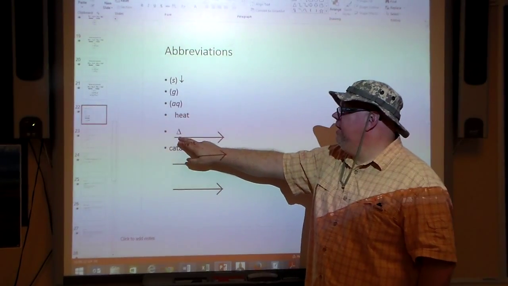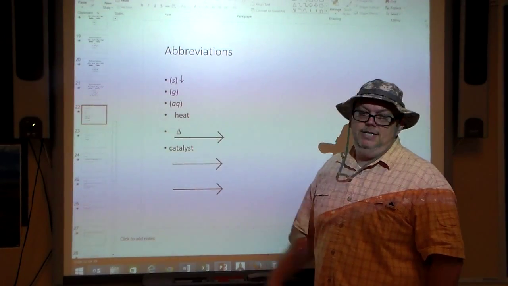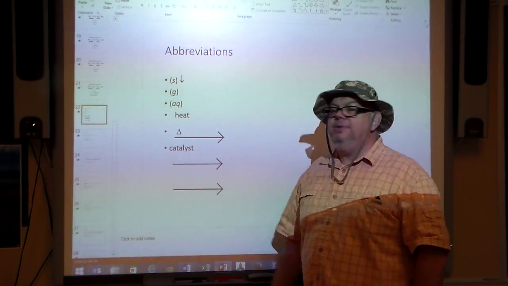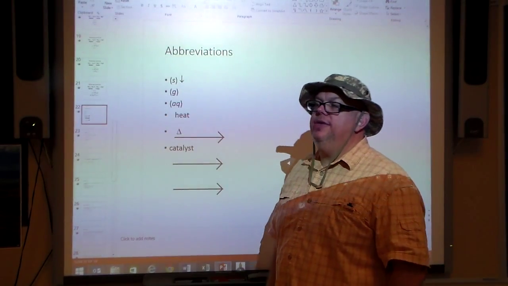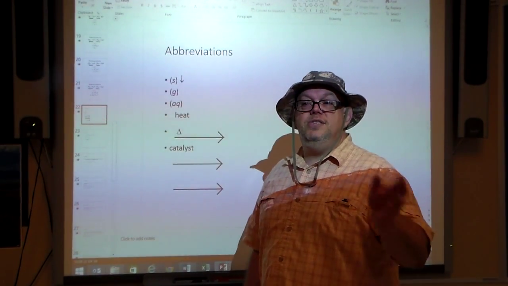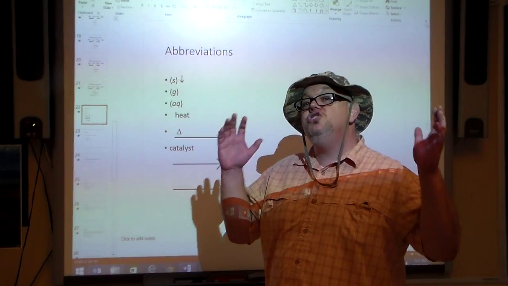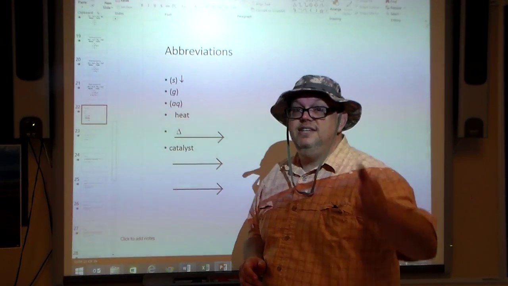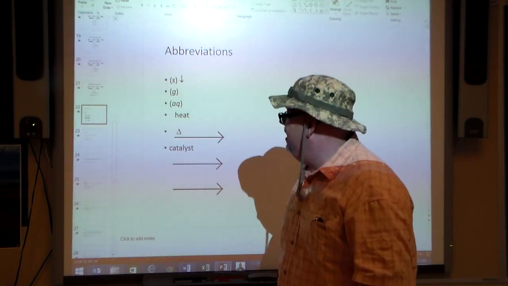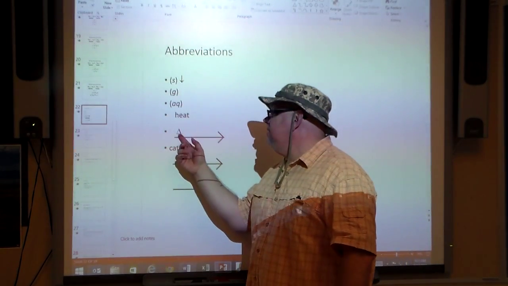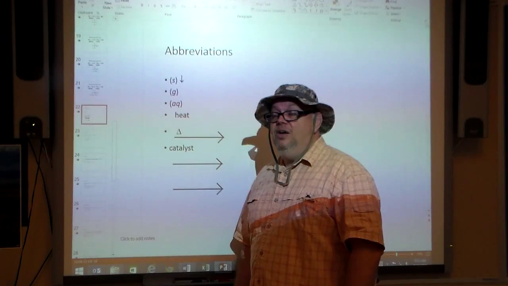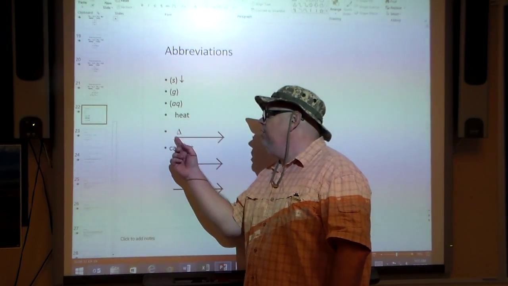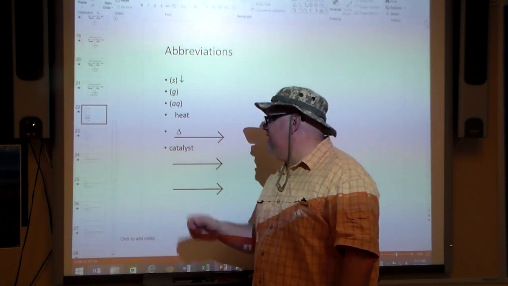The triangle here is a nice way of saying the heat. And you'd say, but that's the delta sign in math. Yes, it's also the delta sign that's used in the sciences that represents change, like delta H, delta T, delta G, delta S. You will get into that later on. But this also means heat. So we don't necessarily use the word heat. We can use this to tell us that it's heat.